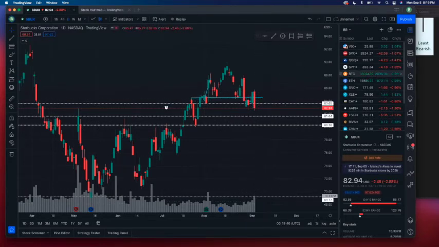And then look at the increase in volume over these past few days. So we had the breakdown, we had the drive the price back up, and then look at how hard sellers stepped in on Friday to push this price down. So that's why I took this trade.